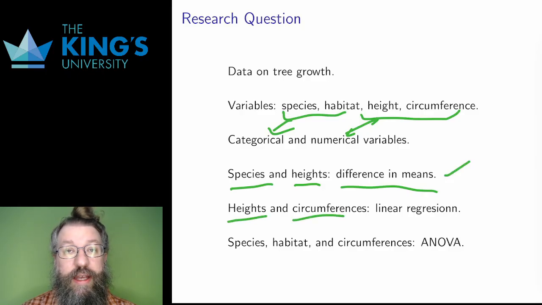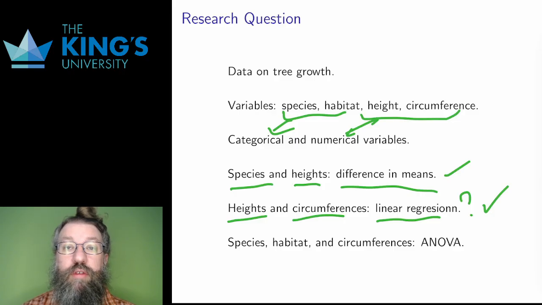I could look at the heights and circumferences. These are both numeric variables. So maybe there's a linear relationship between them. I could test the linear regression of the sample, again using a t-test.